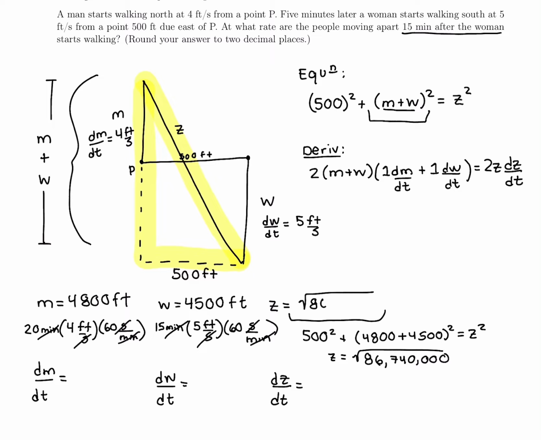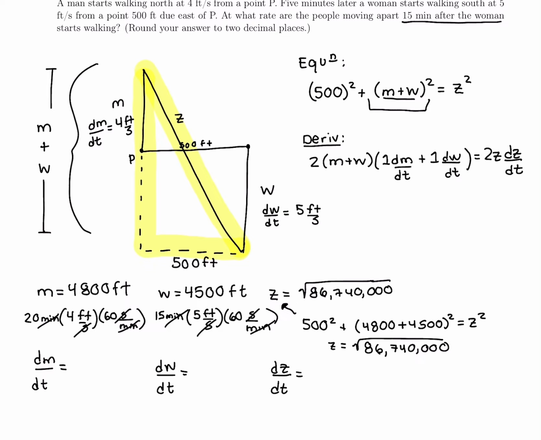I'm not going to find the decimal value for it. I want to use exact values until my final answer. So there's that missing variable using the original equation. If you're missing an original variable, plug into the original equation. If you're missing a derivative, that's what you're solving for. You're given a derivative and asked for another derivative. Or in this case, we were given 2 derivatives.